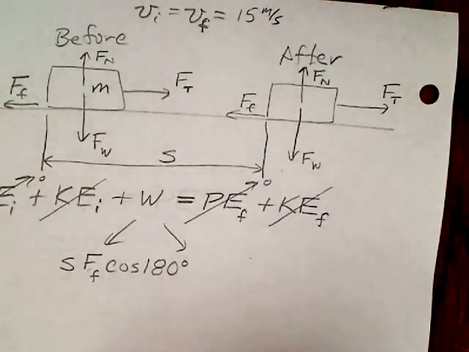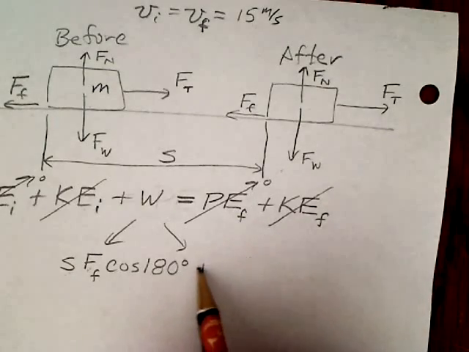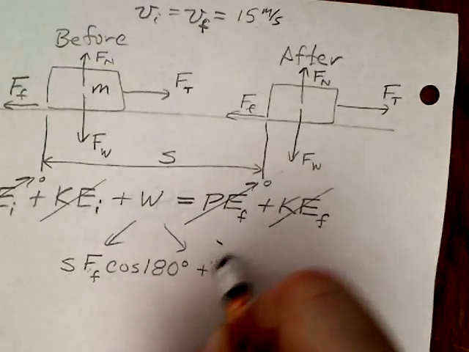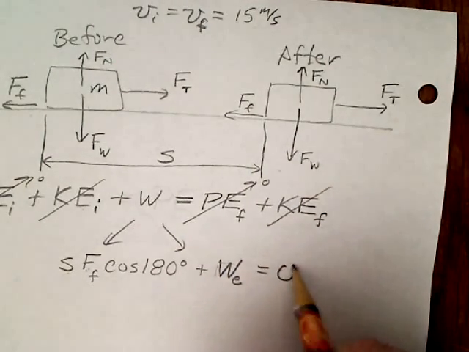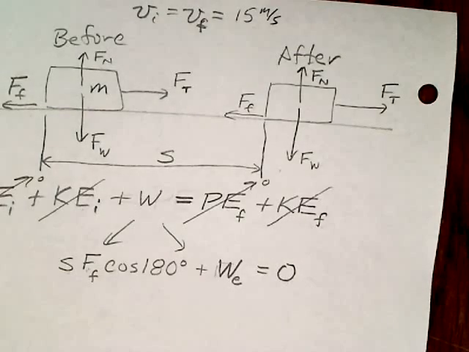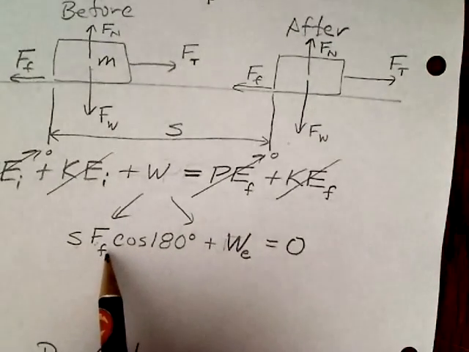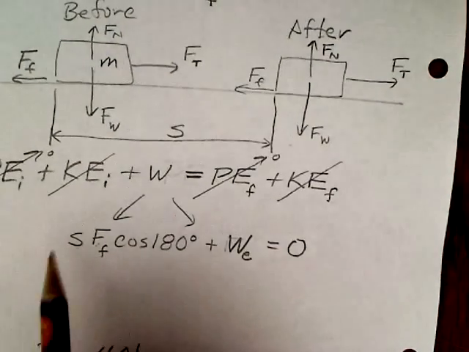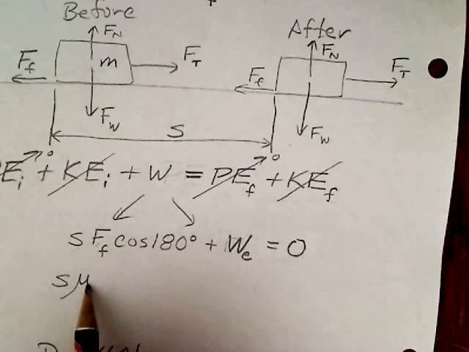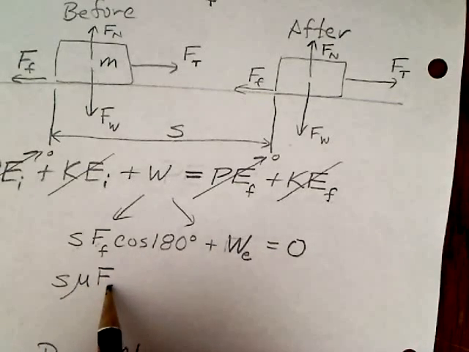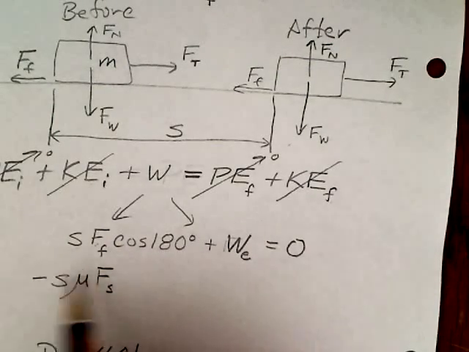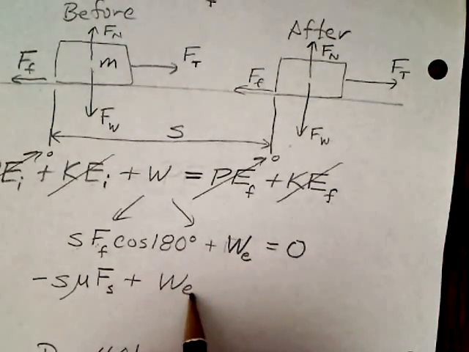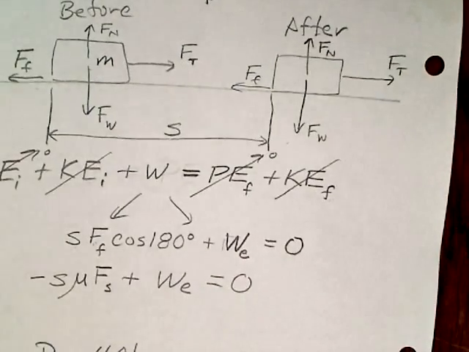The other work term is the work done by the engine, and we'll just call that W sub E. And all of that's equal to 0. The frictional force is due to kinetic friction, so it's F times mu times the normal force, and the cosine of 180 degrees is -1. So that's plus the work done by the engine is equal to 0.